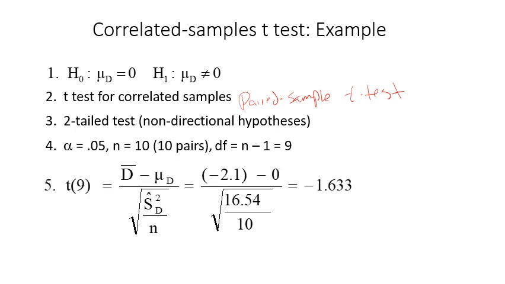For our formula here, and I didn't say this before, but just like with the independent samples, the hypothesized mean difference here for this class is always going to be 0, so you can just take that off. You don't even have to worry about it. Our mean difference was negative 2.1. Our estimated variance was 16.54. We divide that by 10 and take the square root of it. We get a t with degrees of freedom of 9 equals negative 1.633.